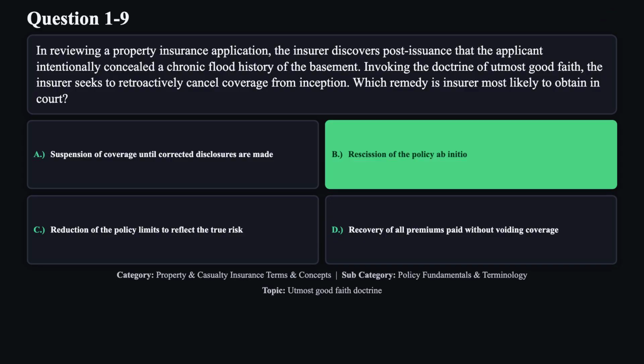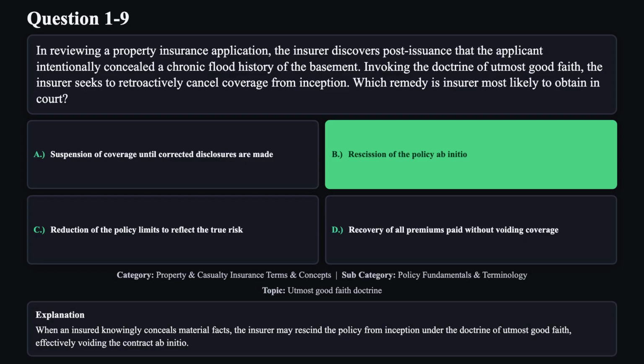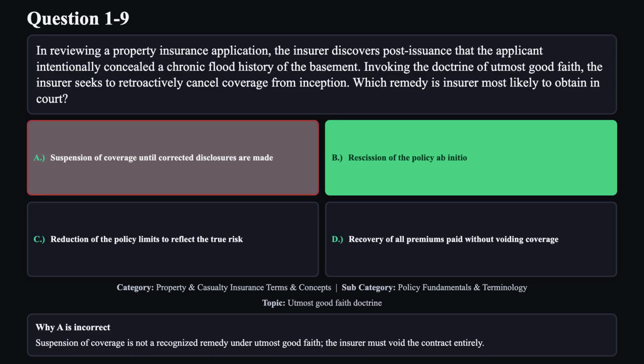The correct answer is B. When an insured knowingly conceals material facts, the insurer may rescind the policy from inception under the doctrine of utmost good faith, effectively voiding the contract ab initio. Reason A is not correct. Suspension of coverage is not a recognized remedy under utmost good faith. The insurer must void the contract entirely.